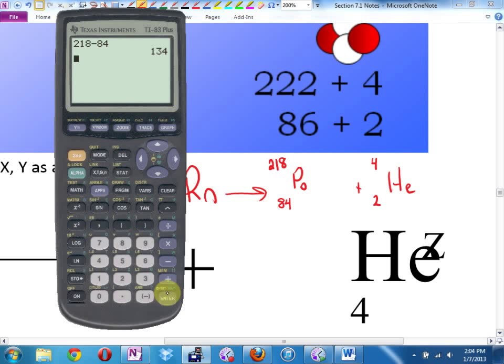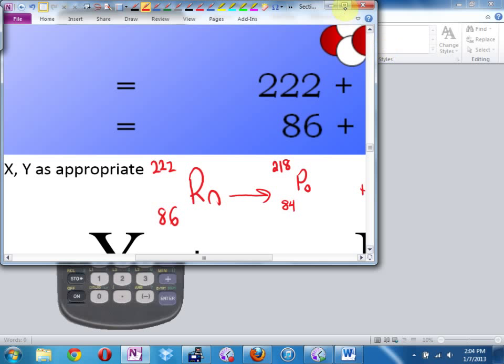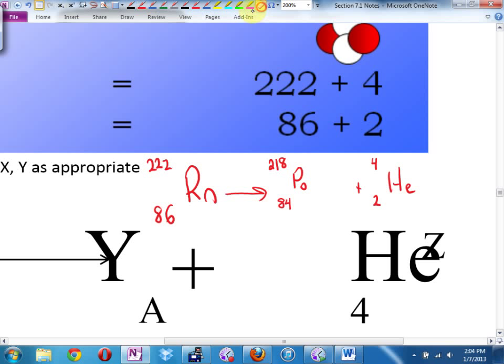Sorry? Why is it 218? What was the original amount of mass that we had? 222. How much did we lose in the alpha particle? 4. What's left? Okay. Those are good questions.